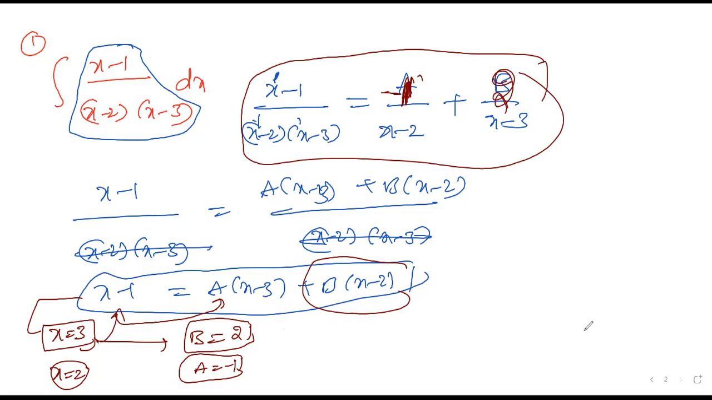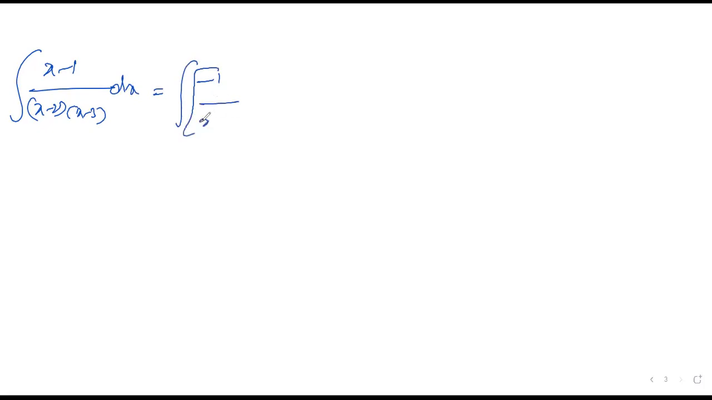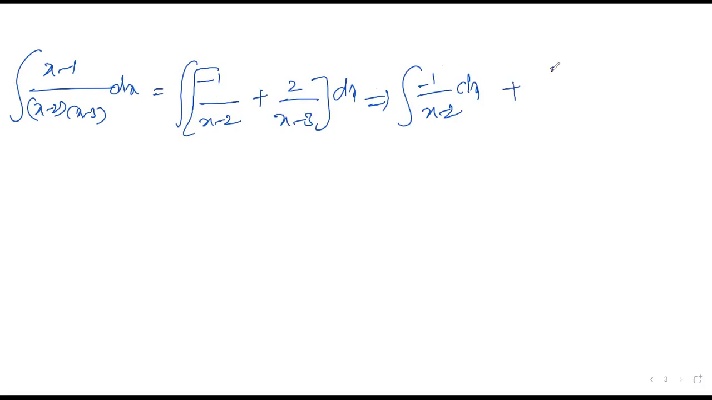I'll take the question in the next page. So integration of x minus 1 by x minus 2 into x minus 3 into dx. This is integration of minus 1 by x minus 2 plus 2 by x minus 3 into dx. Then after that, we can take the integrals separately. So integral of minus 1 by x minus 2 into dx plus integral of 2 by x minus 3 into dx. Clear? Now these questions are very simple questions.